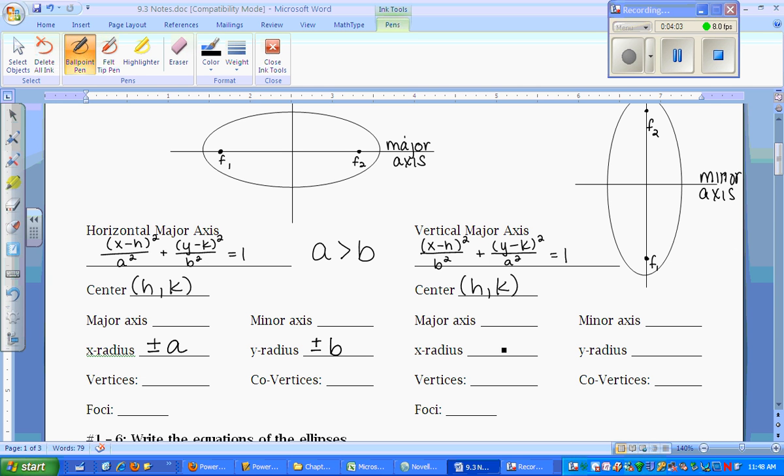Same idea over on the vertical major axis ellipse. I go to x, and the number underneath it is my b squared, so I get plus or minus b. And under y, I have a squared, so I get plus or minus a. And that means I'm going to go to the left and the right b spaces and up and down a spaces.